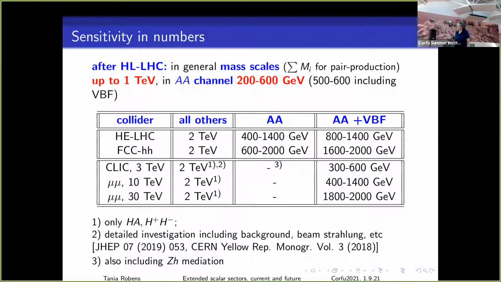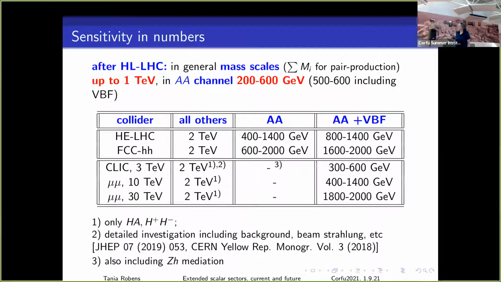And then you can go through your different collider options, and "all others" now means all channels apart from this AA channel, which is special. You're basically there with all other options apart from this AA. And then if you use AA only, maybe at the pp colliders, things work out nicely, especially at FCC-hh. And if you include VBF type topologies, then you're doing even better.